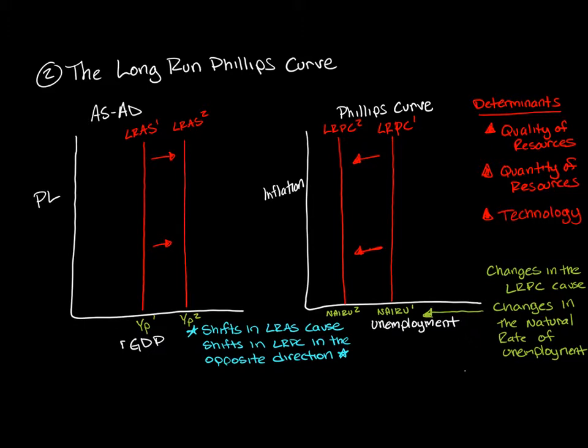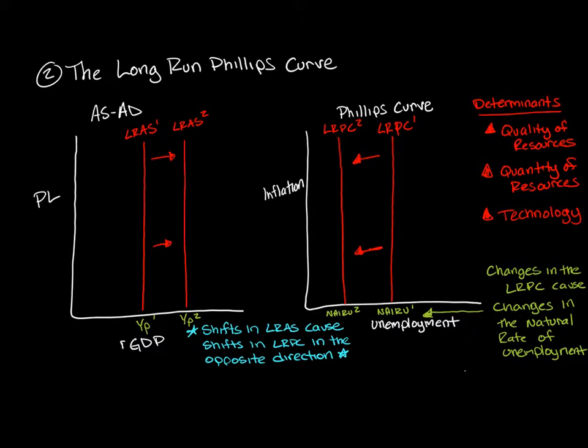And because of that, the determinants of all three of the models are the same as each other. So your determinants of the long-run aggregate supply curve were changes in the quantity of resources available, changes in the quality of resources available, and changes in productive technology. And those are also the determinants of the production possibilities curve, and now we know that they're going to be the determinants of the long-run Phillips curve as well.